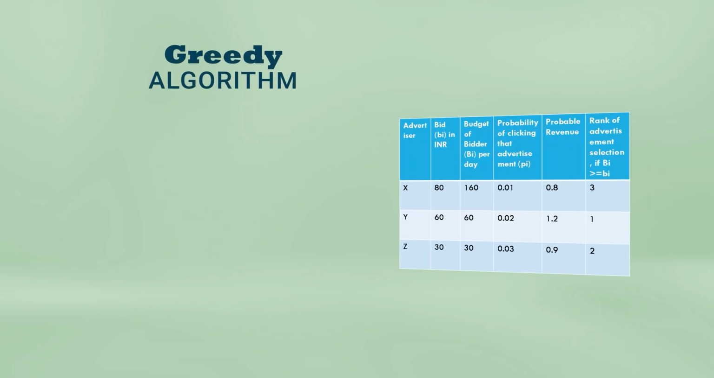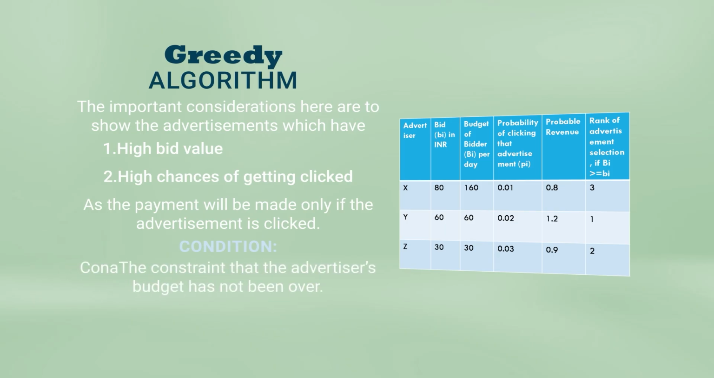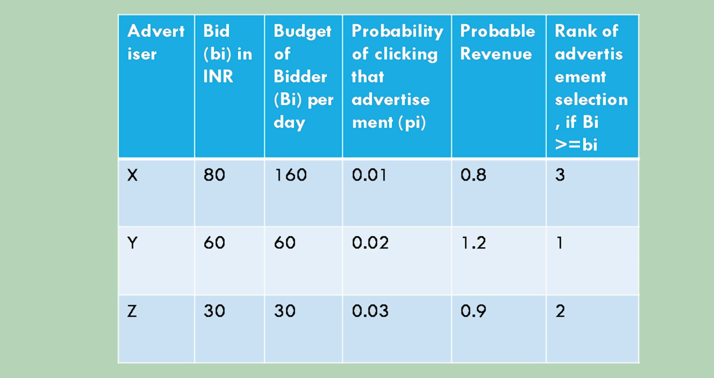Now the solution for the online algorithm is the greedy algorithm. How does this algorithm work? The important consideration is to show the advertisements from the bidder which has a high bid value and high chances of getting clicked, as the payment will be made only if the advertisement is clicked. Now there is one condition, or constraint: the advertiser's budget must not be over for that particular day or for that particular month.